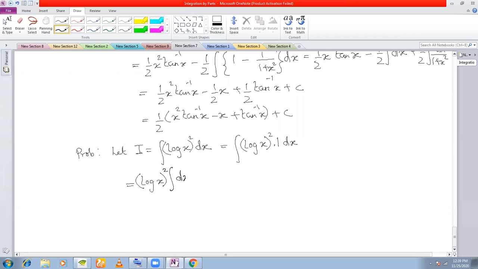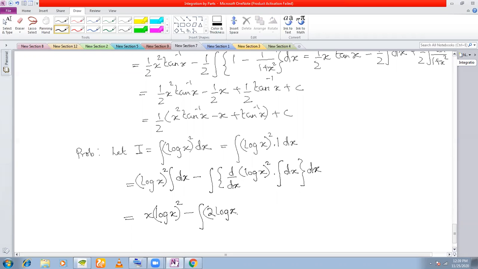Integral 1 dx means simply dx, minus integral of the derivative of the first function, d/dx of log x whole square, into the integral of dx, and the whole thing integrated with respect to dx. So here the integral of dx you will get simply as x. So x log x whole square you are getting here, minus integral of the derivative of log x whole square.